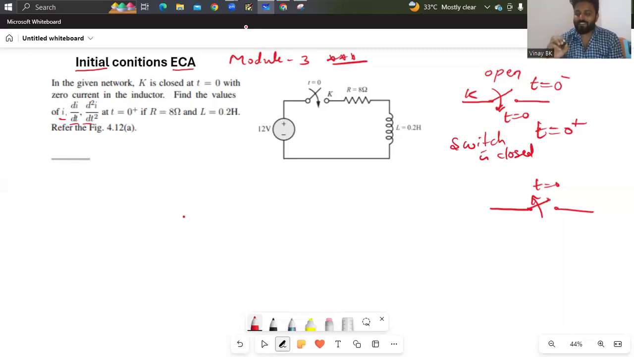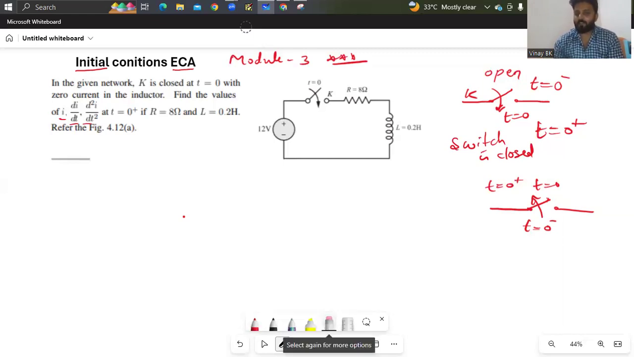This is a logic. The tail end of the arrow is 0 minus, and the arrow end is 0 plus. So at t equals to 0 minus, at the tail end, the switch should be closed. Similarly, at t equals to 0 plus, at the arrow end, the switch should be open. So like that you have to understand the concept of this.